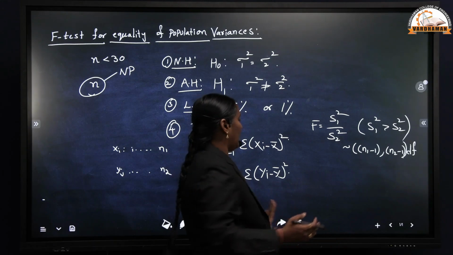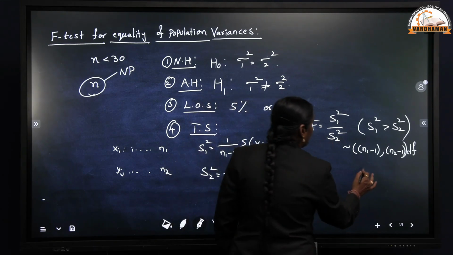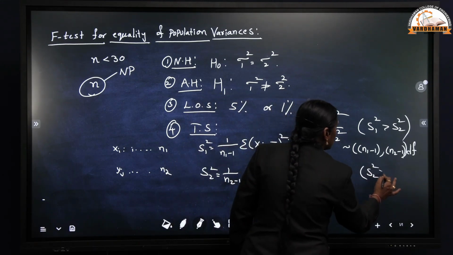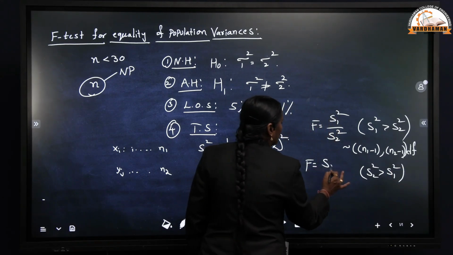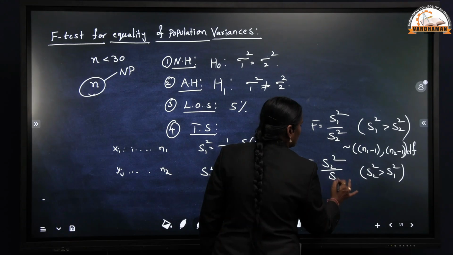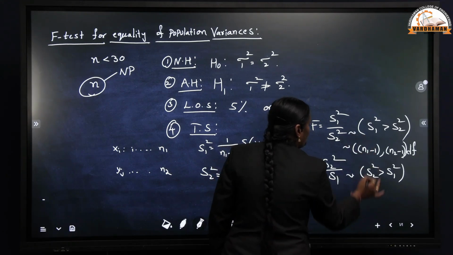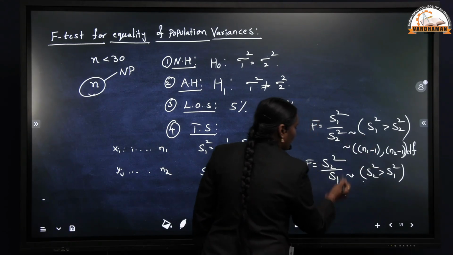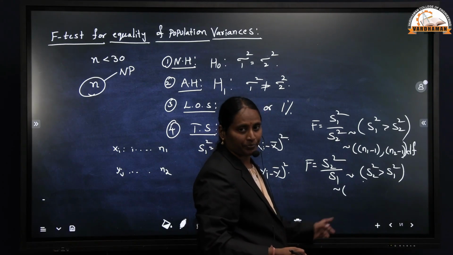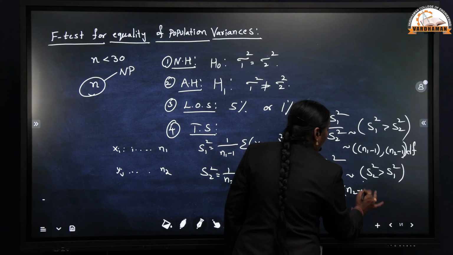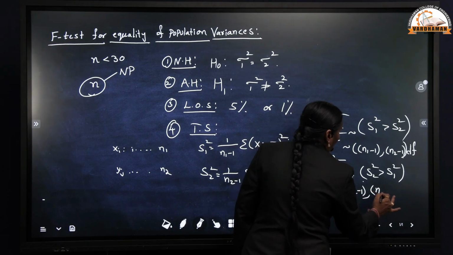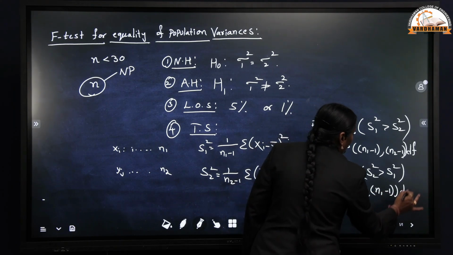Now suppose we have the other case, if s2 square is greater than s1 square. In this case, the test statistic is F equals s2 square by s1 square. Here in the numerator we are writing s2 square, so it follows the degrees of freedom n2 minus 1 comma n1 minus 1.